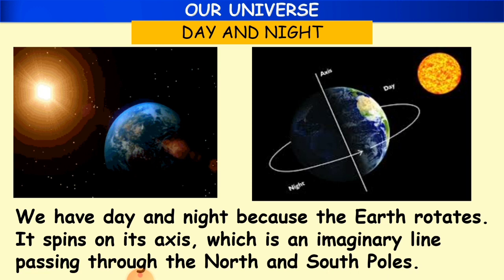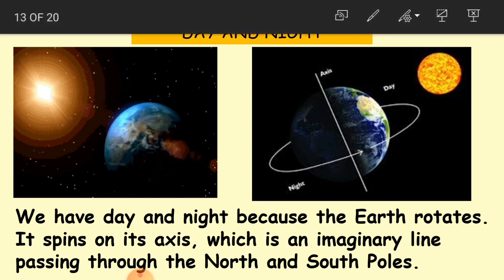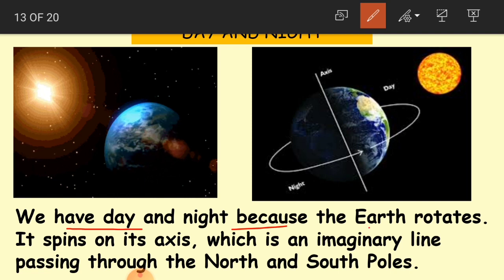Clear, children? Now, along with seasons, we also get day and night. Every day, every night. In 24 hours, we will get day and also night. Why is it 24 hours? Because the earth rotates. To complete one rotation, the earth takes 24 hours. That is why we have a day and a night in 24 hours. Clear, children? Yes, now we have day and night because the earth rotates.